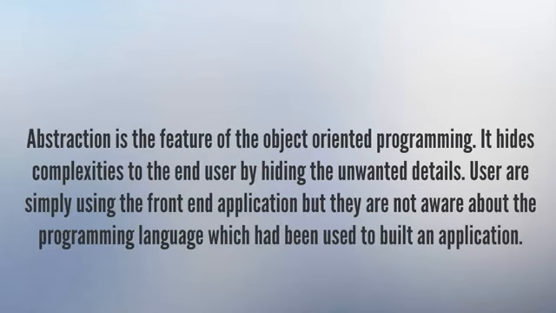Abstraction is a feature of object-oriented programming. It hides complexity from the end user by hiding the unwanted details. Users are simply using the front-end application, but they are not aware of the programming language which has been used to build the application. Means, if you are going for coffee, you just place a cup and the coffee will be poured out from the coffee container, but you are not aware of the ingredients which have been used in the coffee by the machine.